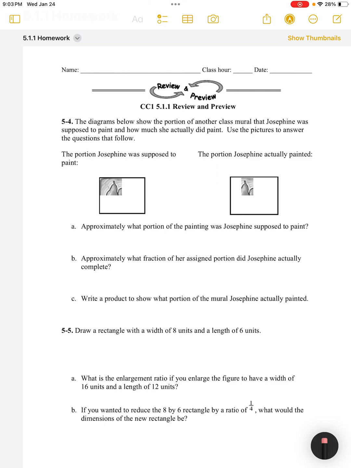Okay, today we're going to go over CC1 511 review and preview. So the first problem is problem number 4, and that says that the diagrams below show the portion of another class mural that Josephine was supposed to paint and how much she actually did paint. Use the pictures to answer the questions that follow.